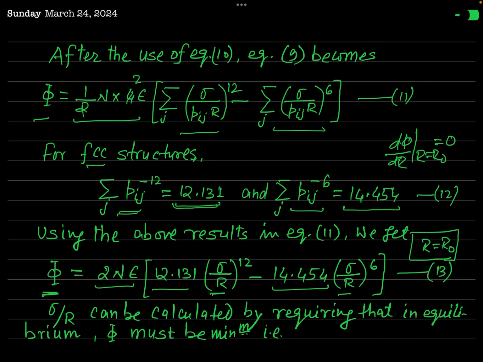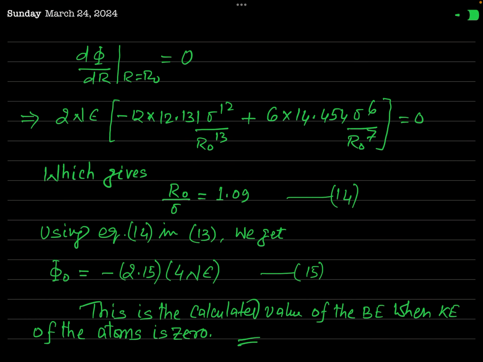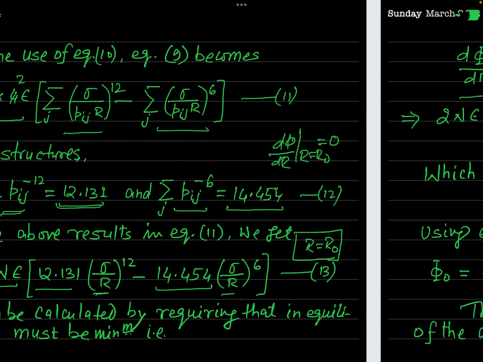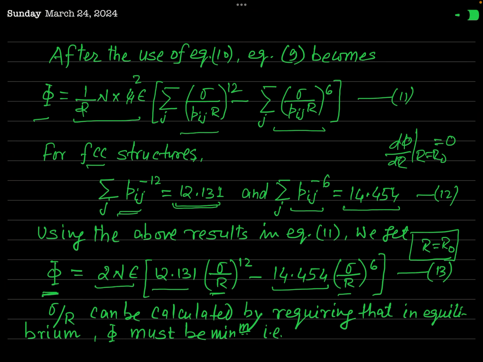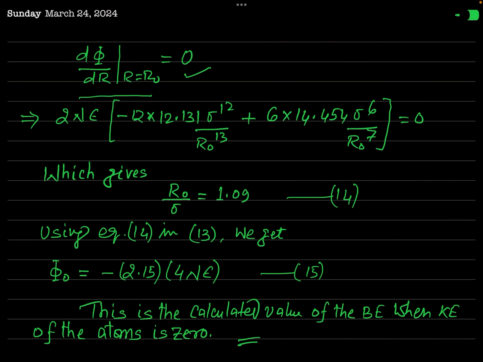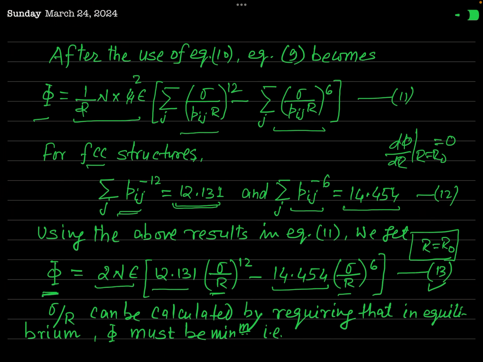Utilizing this condition, we will be able to find the value of σ over R. So you can see it here. In equilibrium, we can write dφ/dR at R equal to R naught is equal to 0. Now phi is defined in equation 13. You have only to differentiate it with respect to R, then substitute R equal to R naught, and find σ over R naught. Let us see, after differentiation, what will be our result.